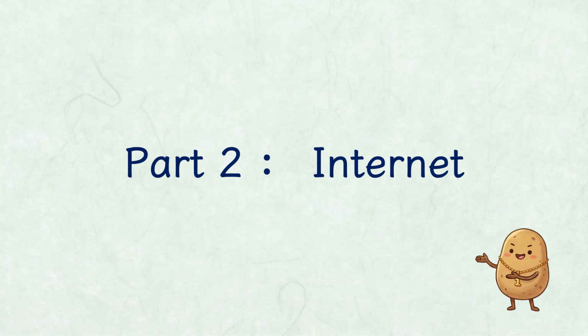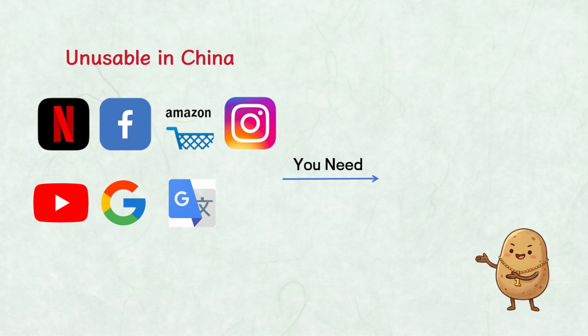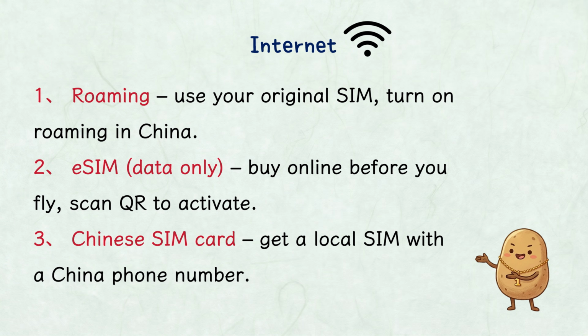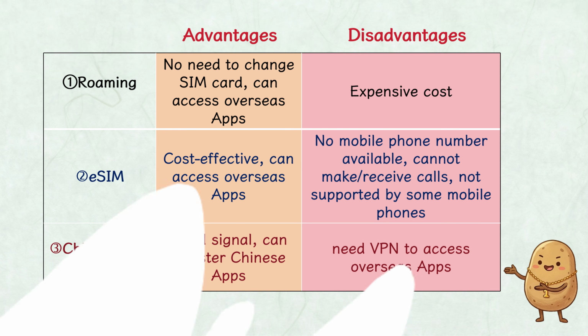Part 2 Internet. Overseas apps cannot be accessed normally on Chinese local mobile networks. If you use a Chinese SIM card and want to use foreign apps, you will need a VPN. There are 3 ways to get internet in China: international roaming, eSIM, and Chinese SIM cards. Here are the pros and cons for all 3 methods. Just pick whichever works best for you.